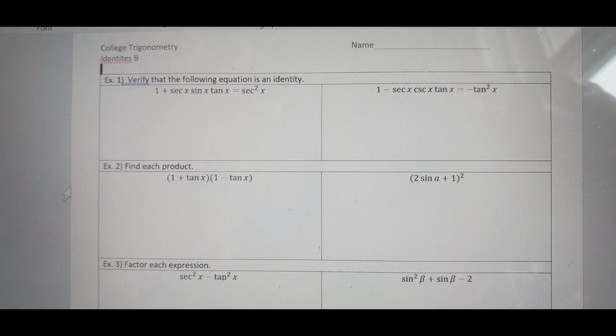Once again, this is in Unit 4. This is all about trig identities, and this is probably the hardest worksheet we've had all year. It's unfortunate that I have to teach it to you this way. So hopefully, through these examples, you're able to understand it pretty well.